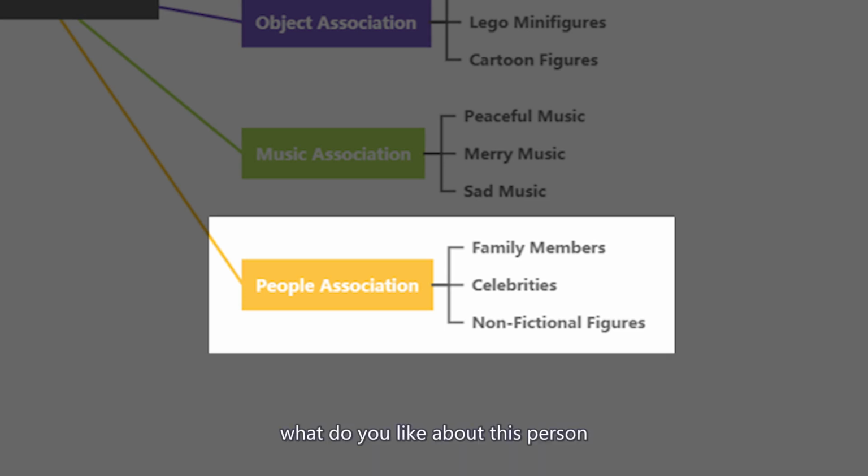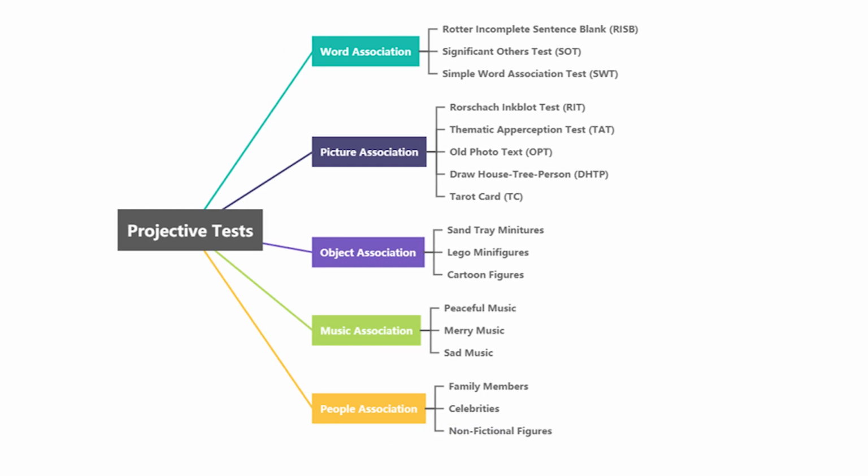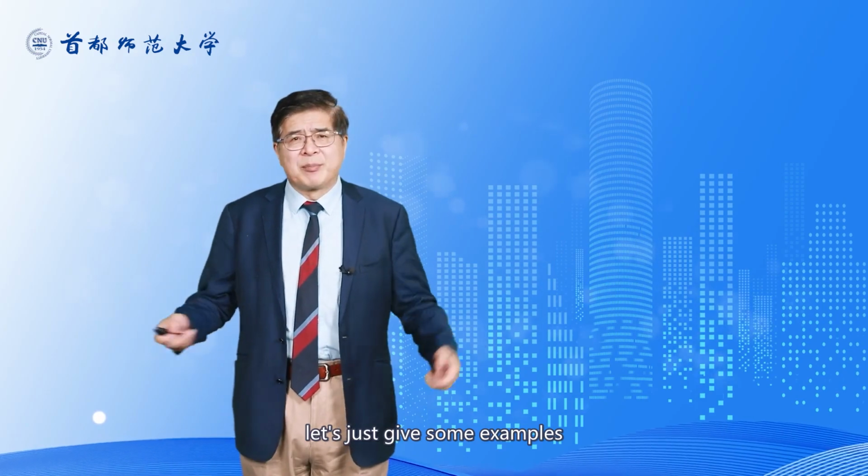What do you like about this person, or what do you hate about this person? And think about some non-fictional figures. Superman. Okay? And these are all prompts that allow a person or individual to project his or her feelings and thoughts at the moment. All right, having said all of this, let's give some examples.